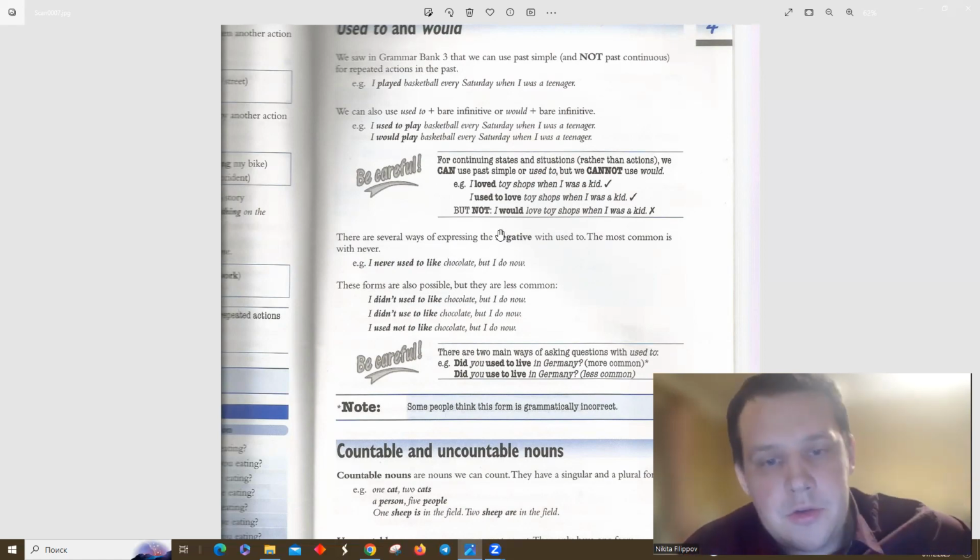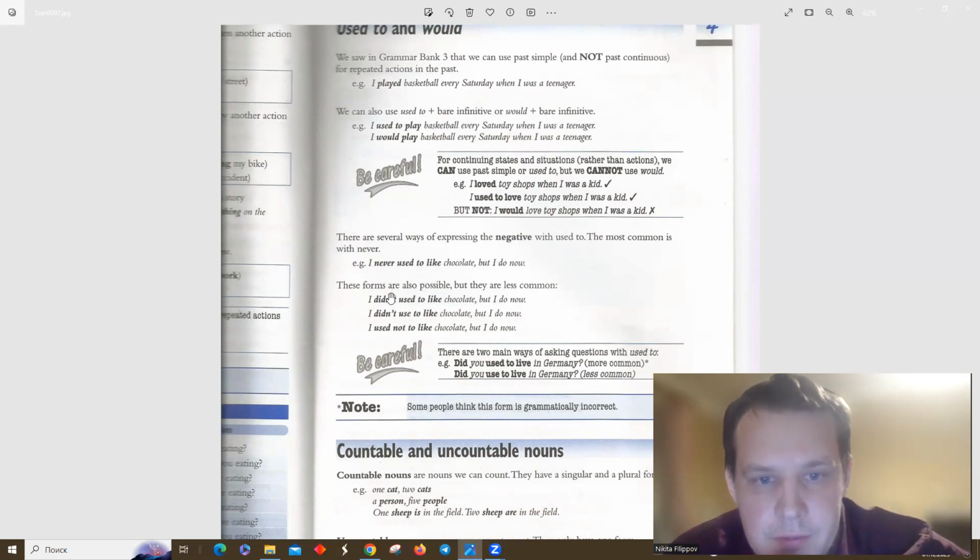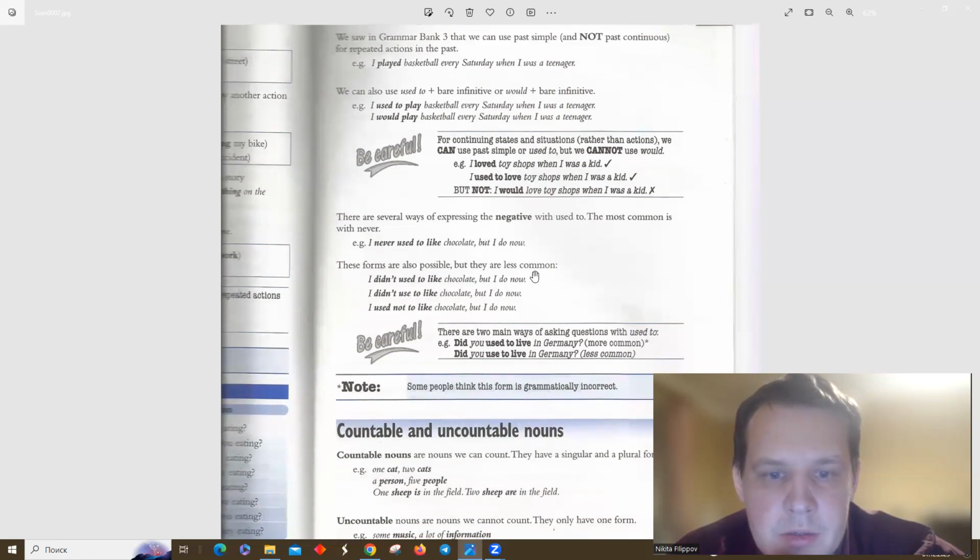You can also not add it. Sorry. Yeah. And so for these negative forms, it's also possible. For example, you can say not "I never used," but "I didn't used," or "I didn't use," or "I used not to," which are maybe totally okay. But maybe this first one is kind of better. So better use "I didn't used to."